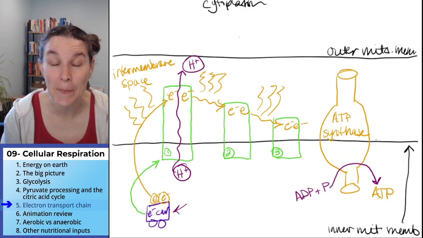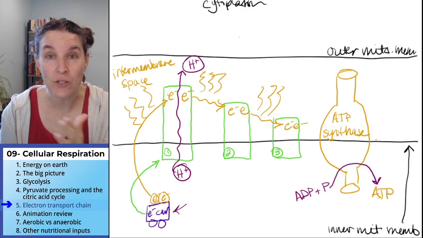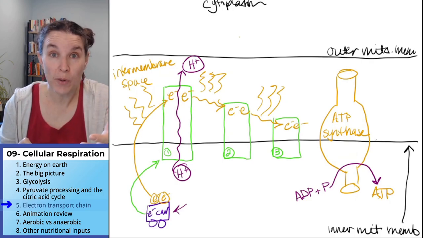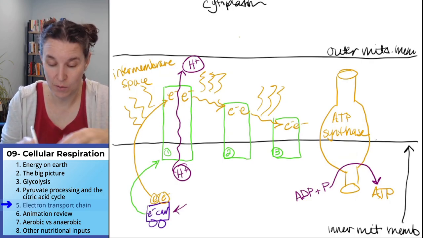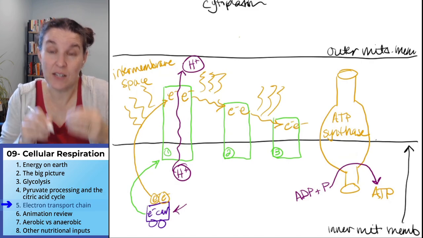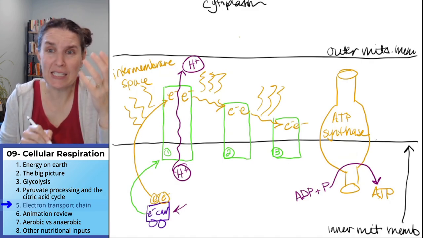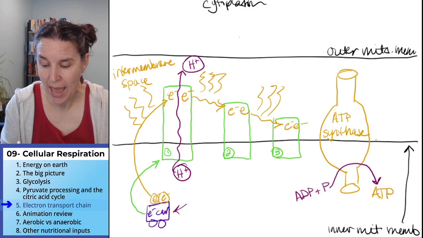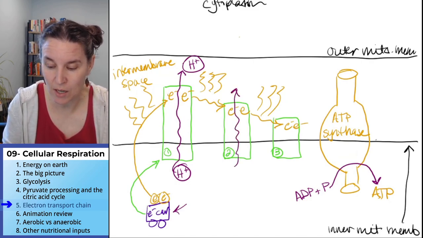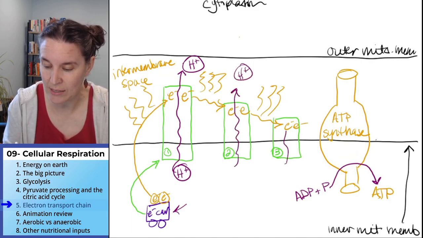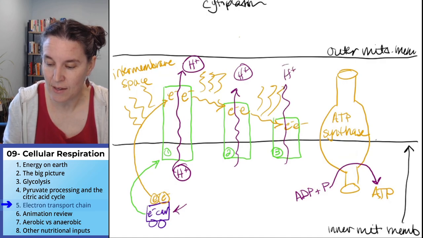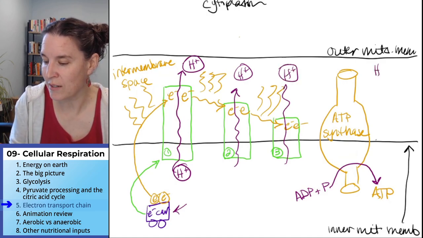In the meantime, all 12 electron carriers show up to this first protein and say, here's some energy. Take these electrons, pass them along. And they pass them along and they create a hydrogen ion gradient.